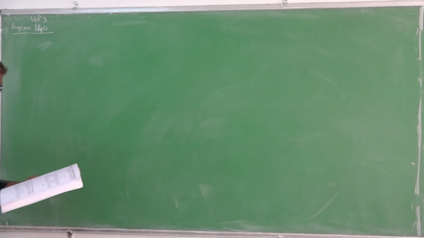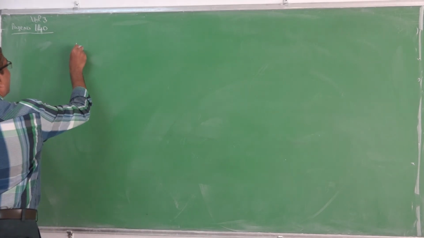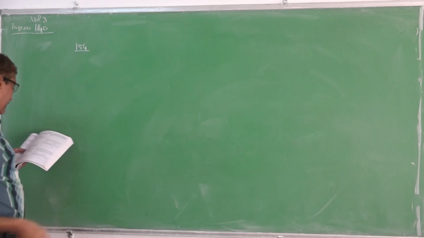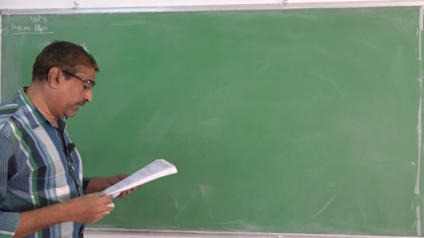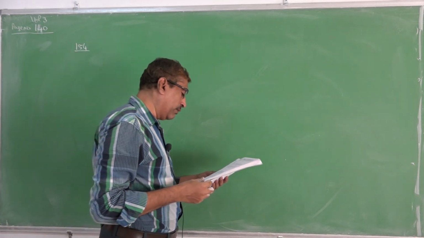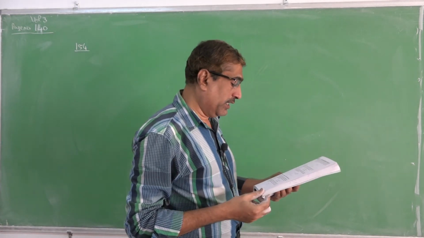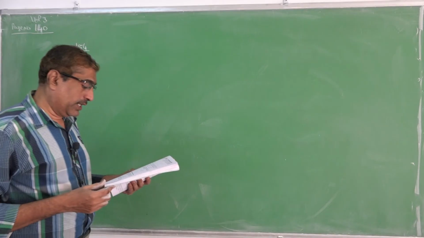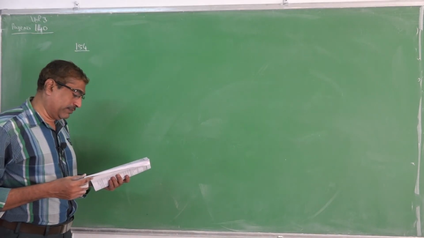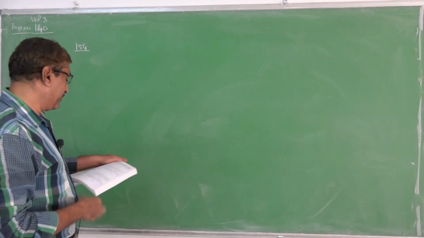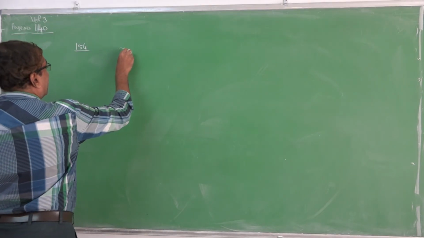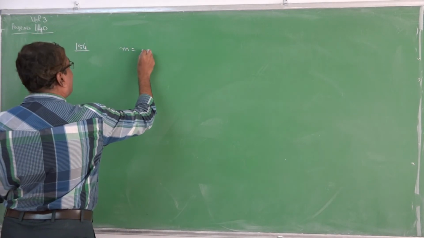Now 154, based on energy of the particle executing SHM. A small body of mass 10 gram is making harmonic oscillations along a straight line with a time period of pi by 4. Maximum displacement is 10 centimeter. Then the energy of the oscillation is?